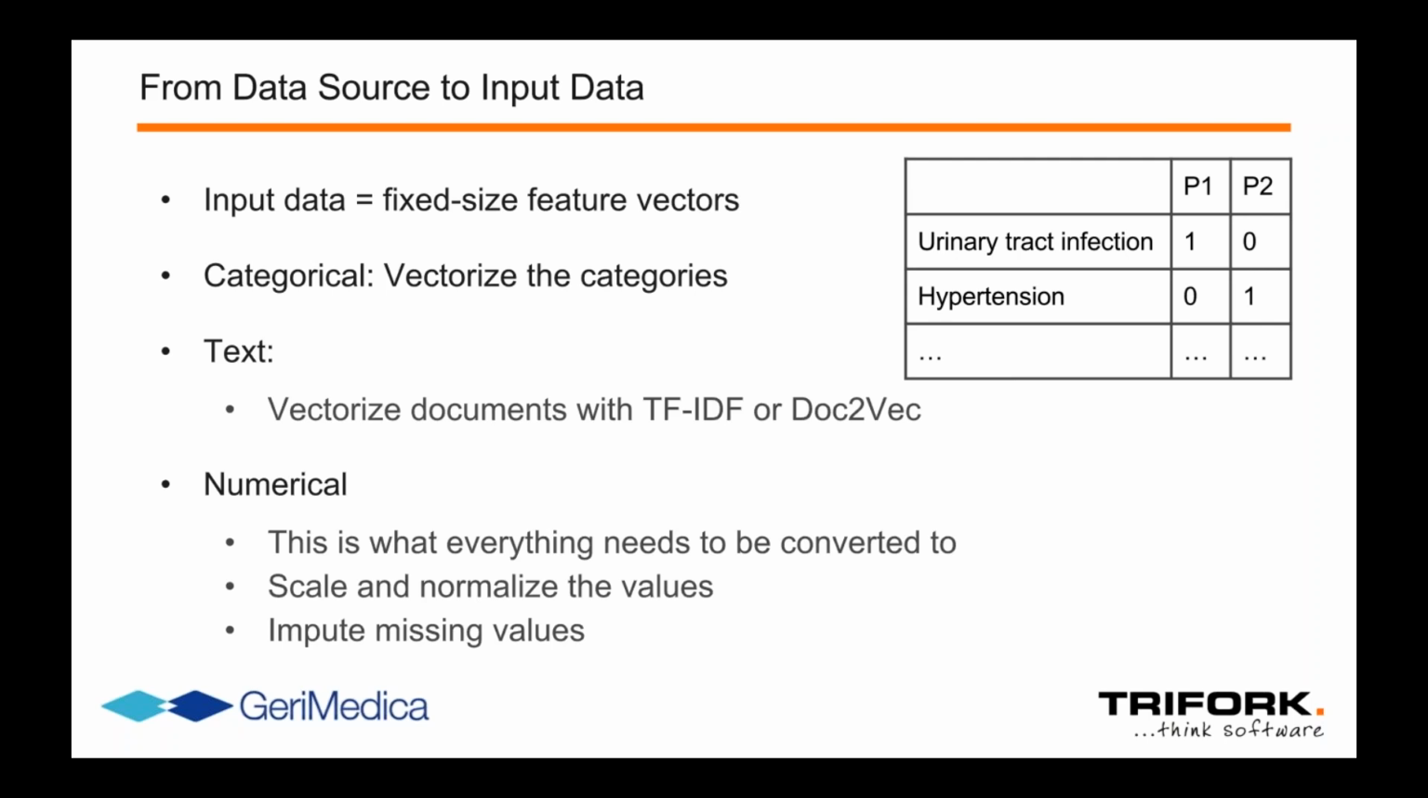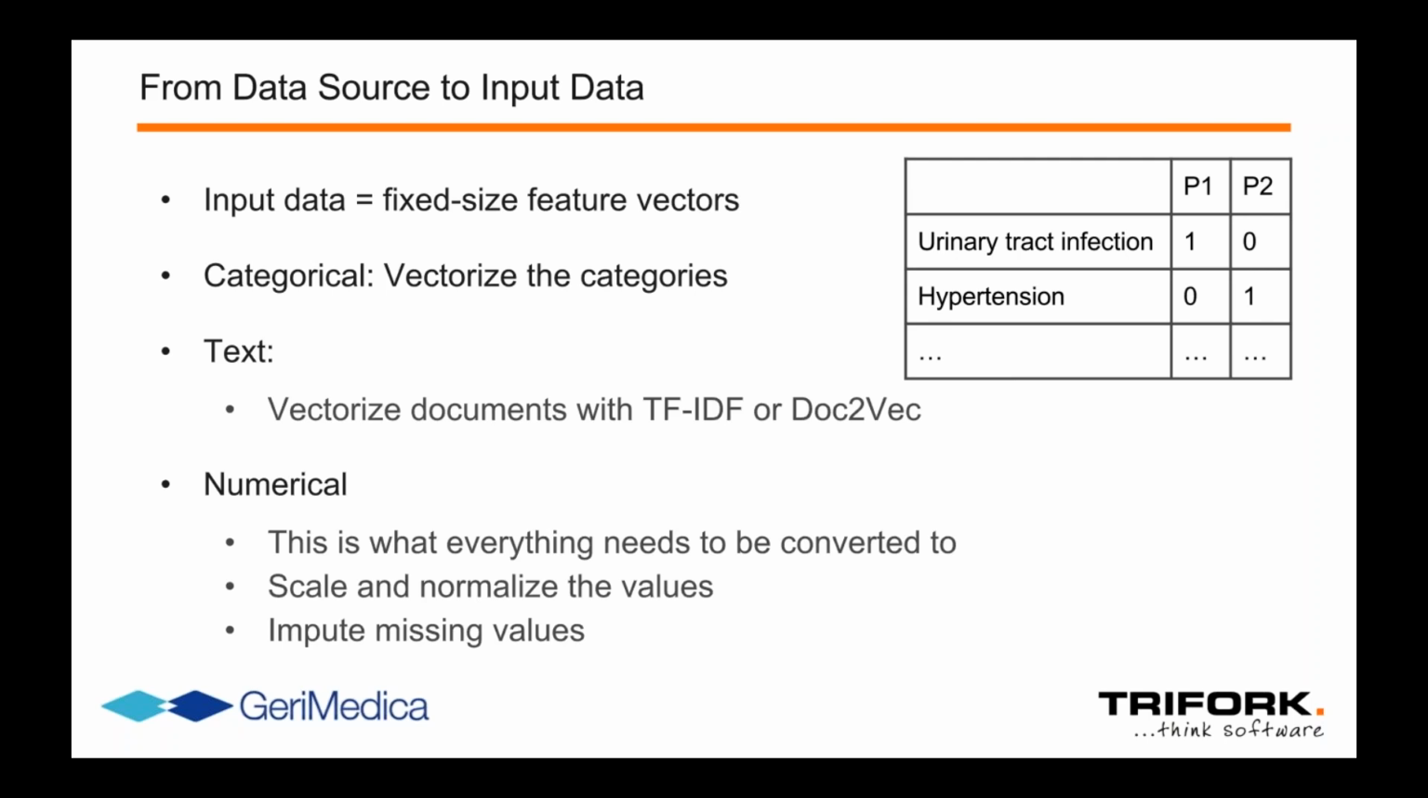And for numerical data, that doesn't require much work. But for categorical data, it's a little bit of work, because there we need to say, okay, so this report is about hypertension. So that means we add a dimension saying whether the report was about hypertension. Okay, so that's also relatively simple.